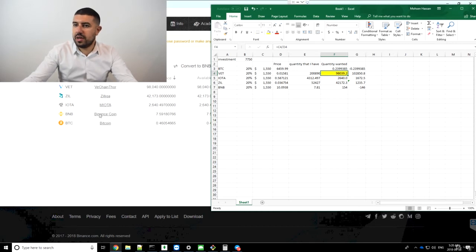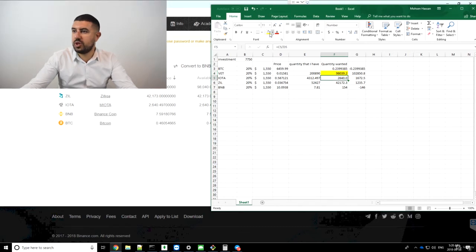What about IOTA? IOTA, I have 2,640. That's how much I wanted. Perfect. Zilliqa, 42,173. That's how much I wanted. Now, Binance Coin. Now what happened? I have less Binance Coin. Sorry, where's Binance Coin? 7. No, I still have the same Binance Coin.